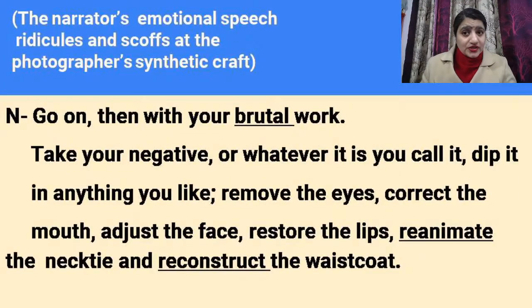"What I wanted is not done." And the angry outburst continues. The narrator's emotional speech: he makes fun of the photographer's art and has the final word on the photographer. He shows his hatred for his craft. He tells him, "Go on then with your brutal work." Brutal means cruel, heartless.